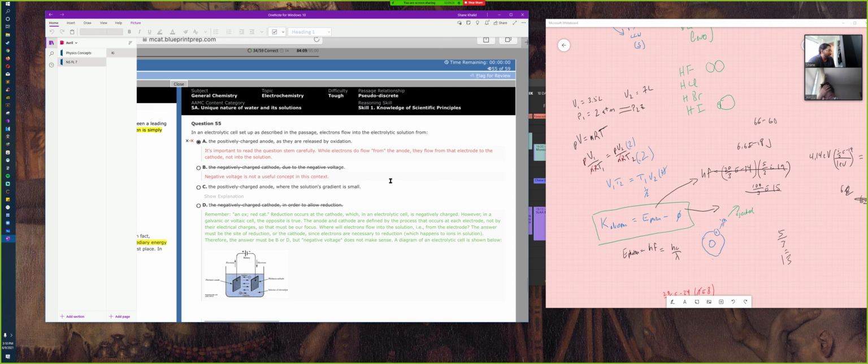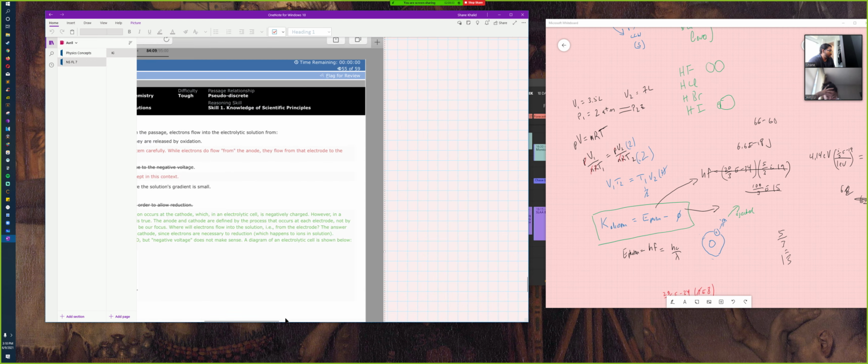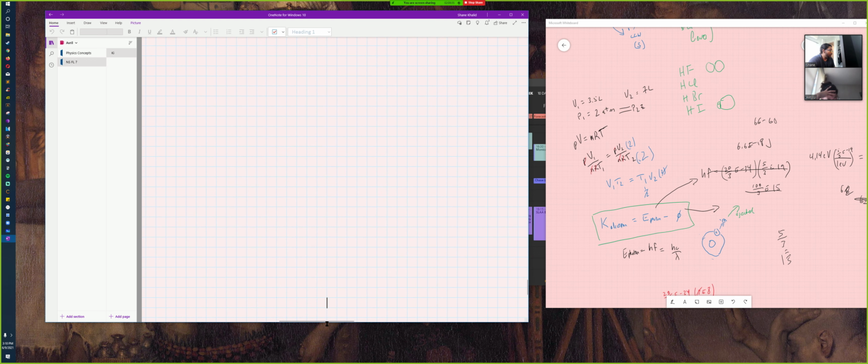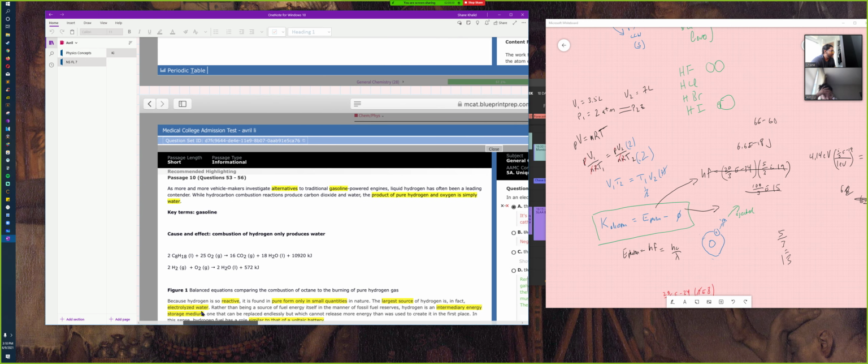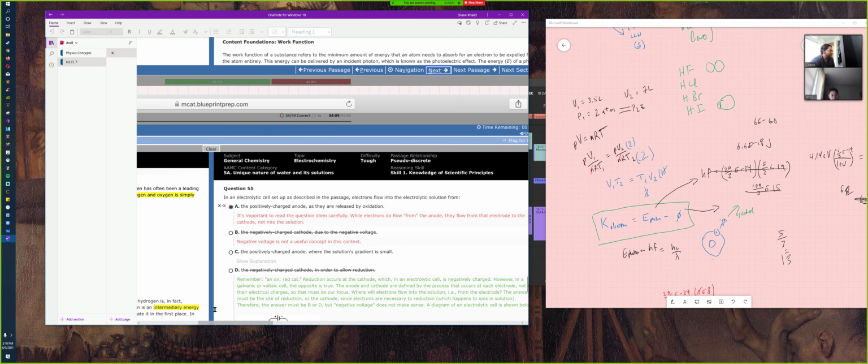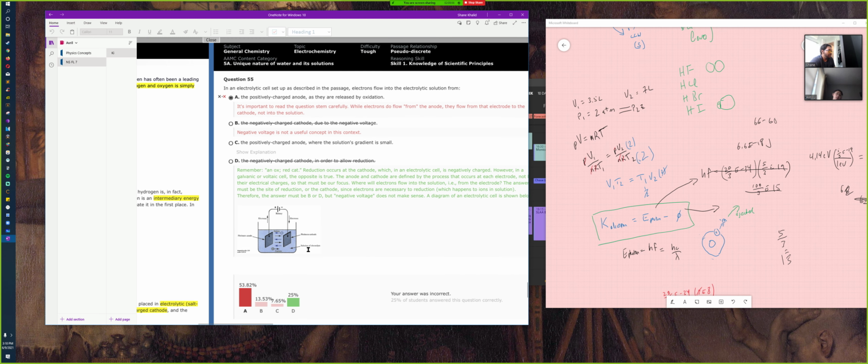I guess I just didn't do this question based on what they describe in the passage. Oh yeah, you don't even need to do that. I didn't even look at the passage. That's just how electrolytic cells always behave. Okay. But I just thought electrons always flow from anode to cathode.